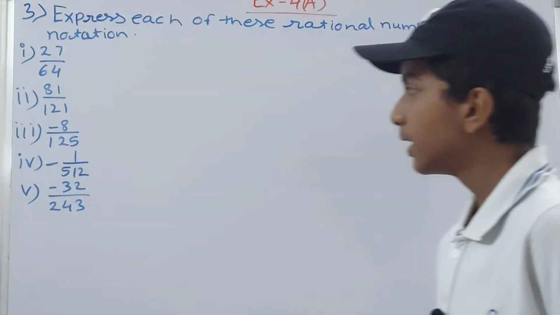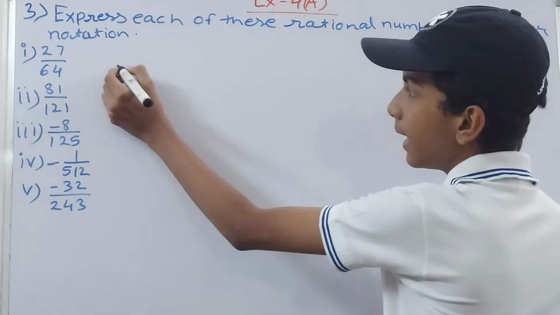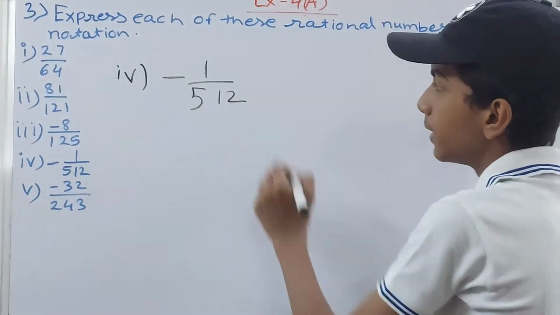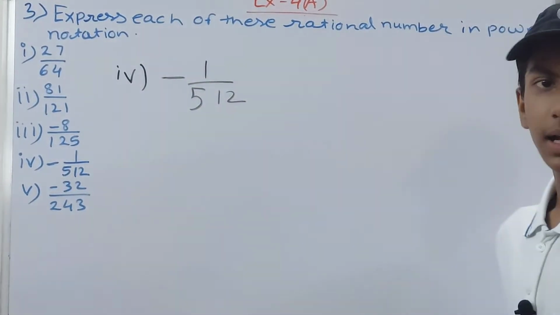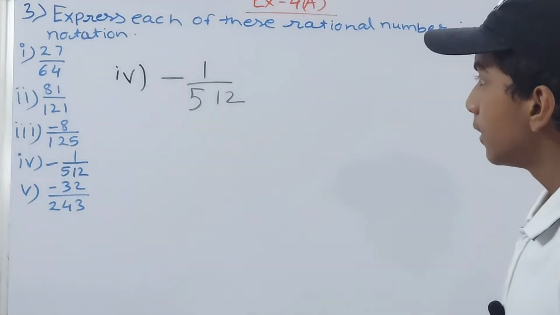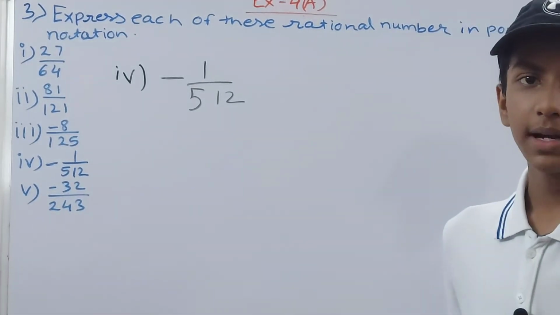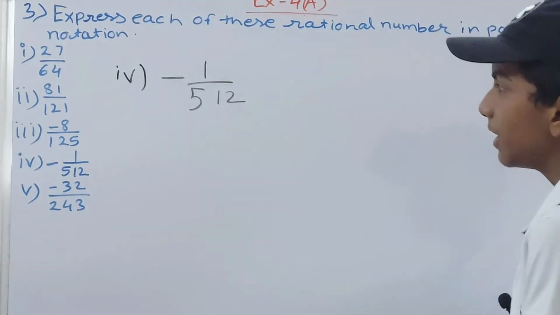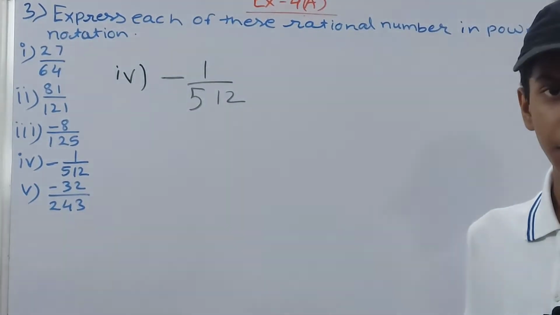Then the next one is the fourth part. And what do we have here? Minus 1 upon 512. So the minus sign we will again consider outside. So you see here 1, we will not prime factorize 1 because it will give you no result, 1 only. Now 512 is the number which we will prime factorize.